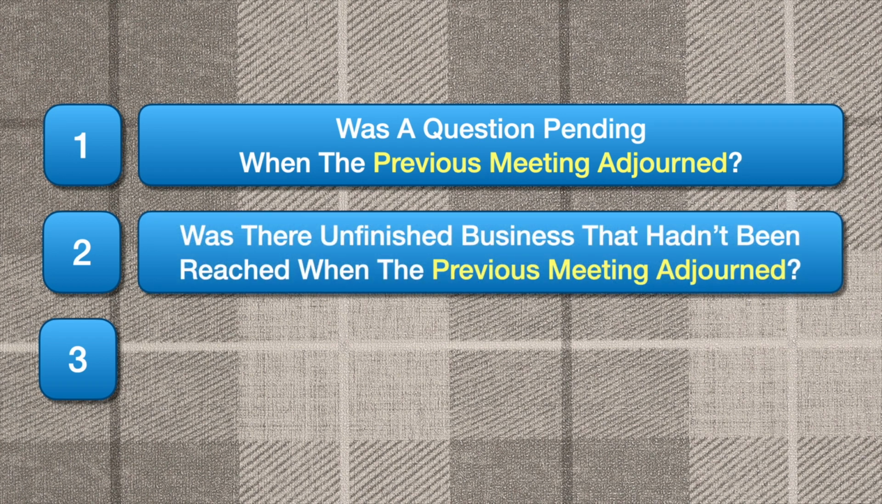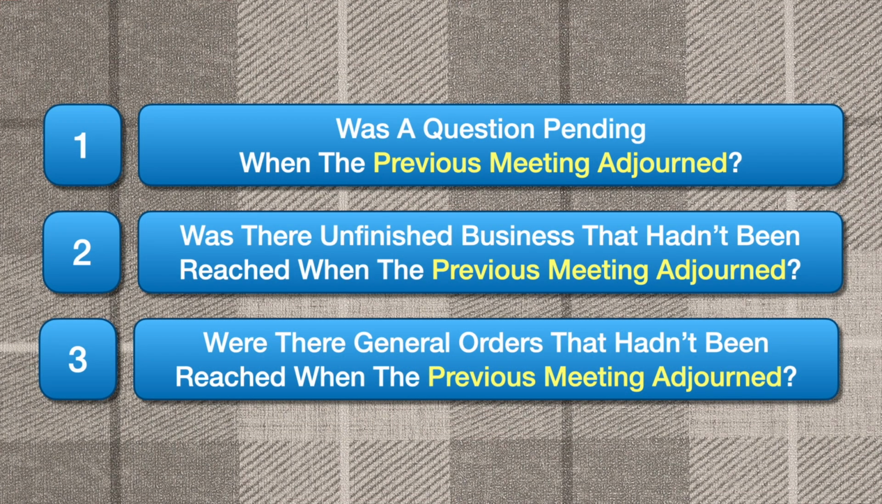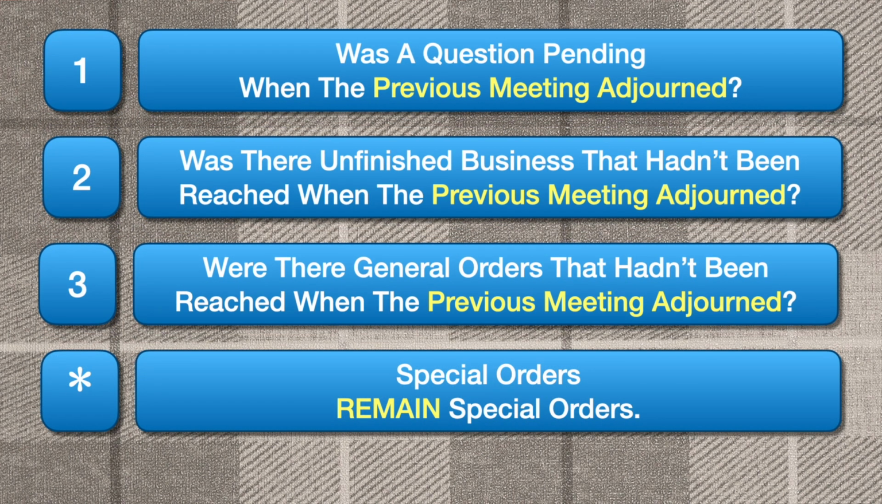Second, was there unfinished business that hadn't been reached when the previous meeting adjourned? If so, that carries over to the next monthly meeting as unfinished business. And third, were there general orders that hadn't been reached when the previous meeting adjourned? If so, those too become unfinished business at the next monthly meeting. And finally, there's that 4th detail that should be remembered, and that's simply that special orders remain special orders. So any special orders that aren't reached in one session would come up under the heading of special orders at the next session.